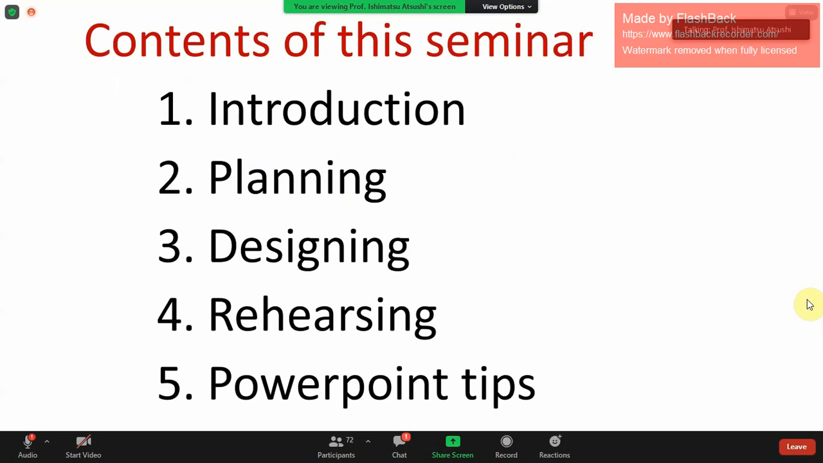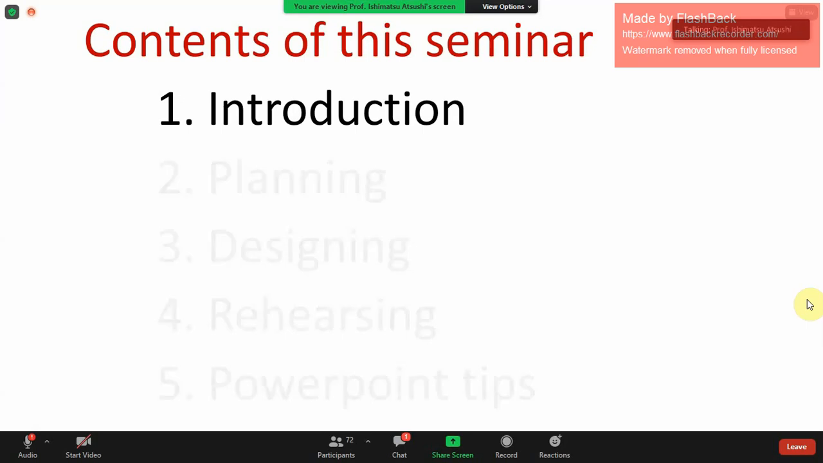So now the contents of today's seminar. There are 5 sections: 1, introduction; 2, planning; 3, designing slides; 4, rehearsing; and 5, the last one is PowerPoint tips. But I now found that different versions of PowerPoint have different shortcuts and different ways to do things. So I may not be very useful for the last one, number 5, PowerPoint tips.